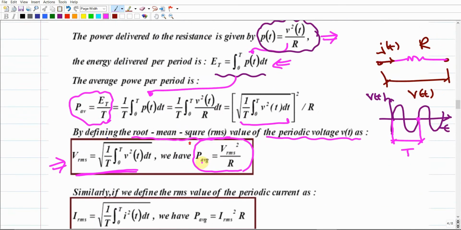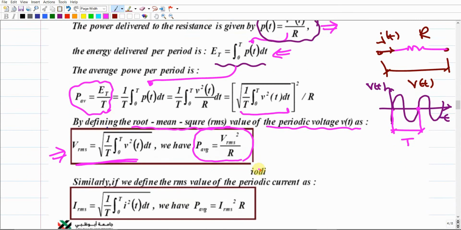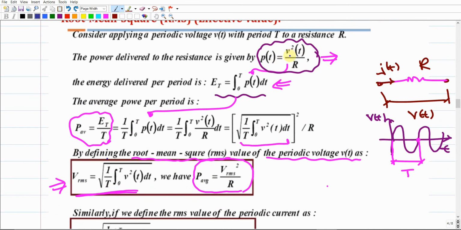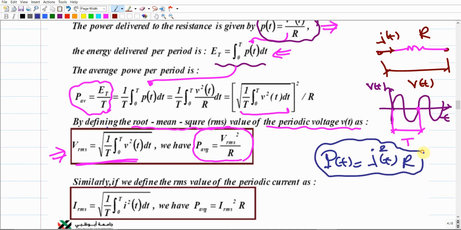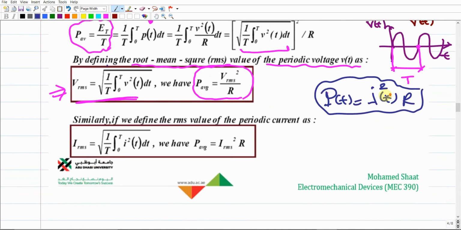We can do the same for the current. The current also is changing over time. And remember that we can represent the electric power as a function of t. In terms of the voltage, it is V squared over R, but the electric power in terms of the current is I(t) squared times R. If I am given the voltage, I can calculate the electrical power. If I am given the current, I can calculate the power. But the power is going to be a function of time as well.